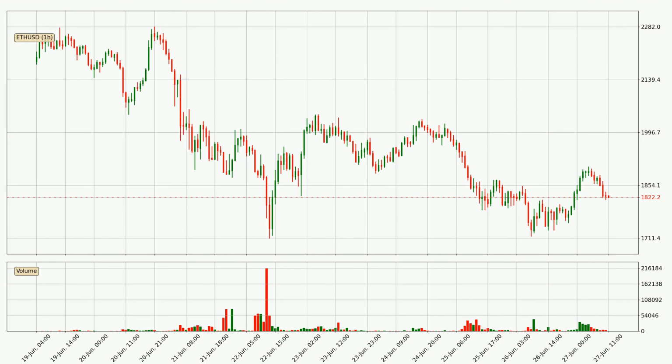Looking at the hourly time frame for Ethereum, the price went up around 4.8%, but then came quickly down again in the last 24 hours, with a current price of 18.22.